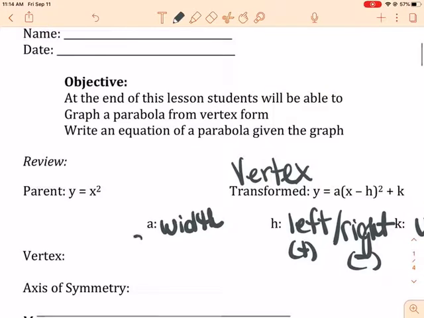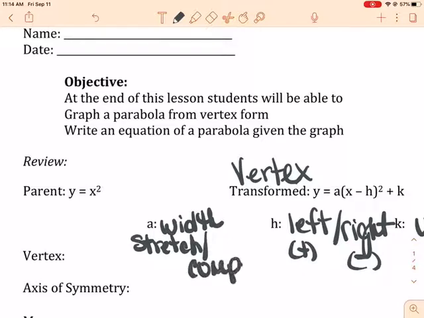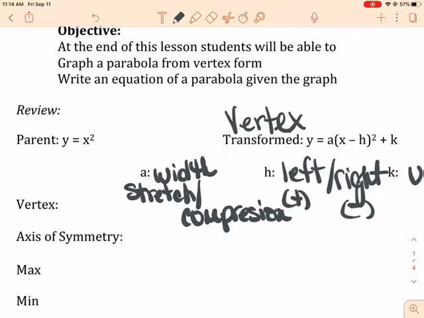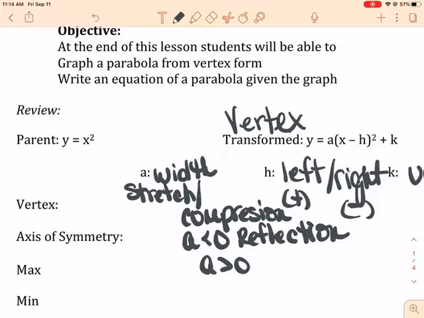Let me see if I can get that word in there. Stretch, compression. And it's also whether you're upside down or right side up. So if a is less than 0, it's a reflection. I'm running out of room. I should have given myself more room. If a is greater than 0, it's positive, it opens up. So this is down, I like to call it opening down, and this is up.